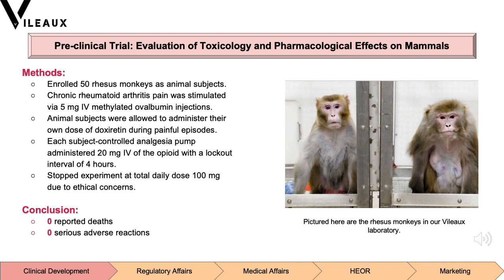Each subject-controlled analgesia pump administered 20 milligram IV of the opioid with a lockout interval of 4 hours. We stopped the experiment at a tolerated dose of 100 milligram due to ethical concerns. The conclusion of the study was there were 0 reported deaths, 0 serious adverse reactions, and it was safe in animals.